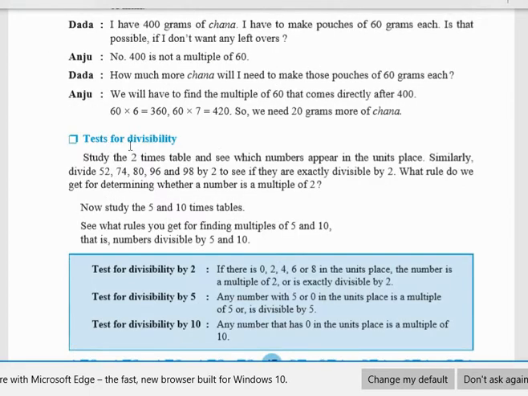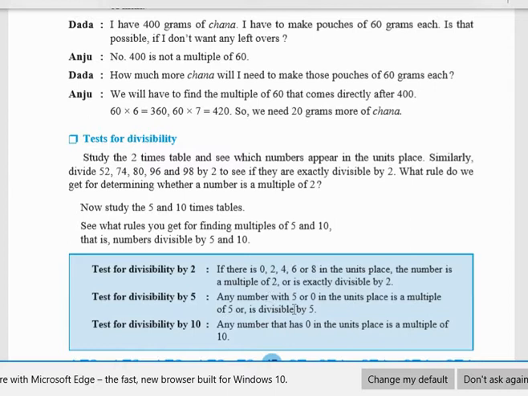What is meant by test of divisibility? Now see, test for divisibility of 2. If there is 0, 2, 4, 6 or 8 in the unit place, the number is a multiple of 2 or it is exactly divisible by 2. Means if 0, 2, 4, 6, 8 are present in the unit place, then that number is exactly divisible by 2.